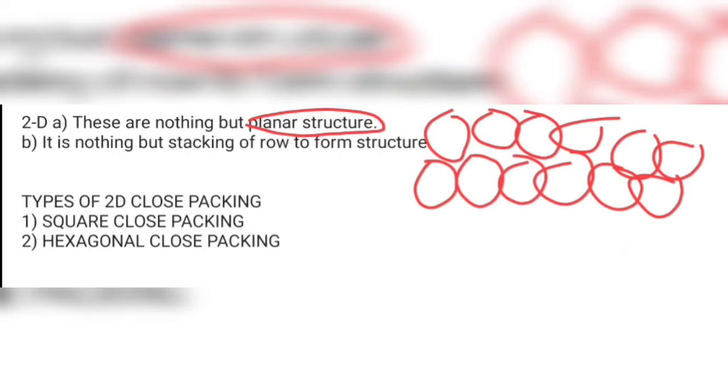Okay guys, so it will cover both axes, and therefore it is known as a two-dimensional structure, because it is covering two axes. And there are two types of 2D close packing, that is square close packing and hexagonal close packing. So let's see what is a square close packing. Let's see the formation of a square close packing. Here we have to see how this formation will be.